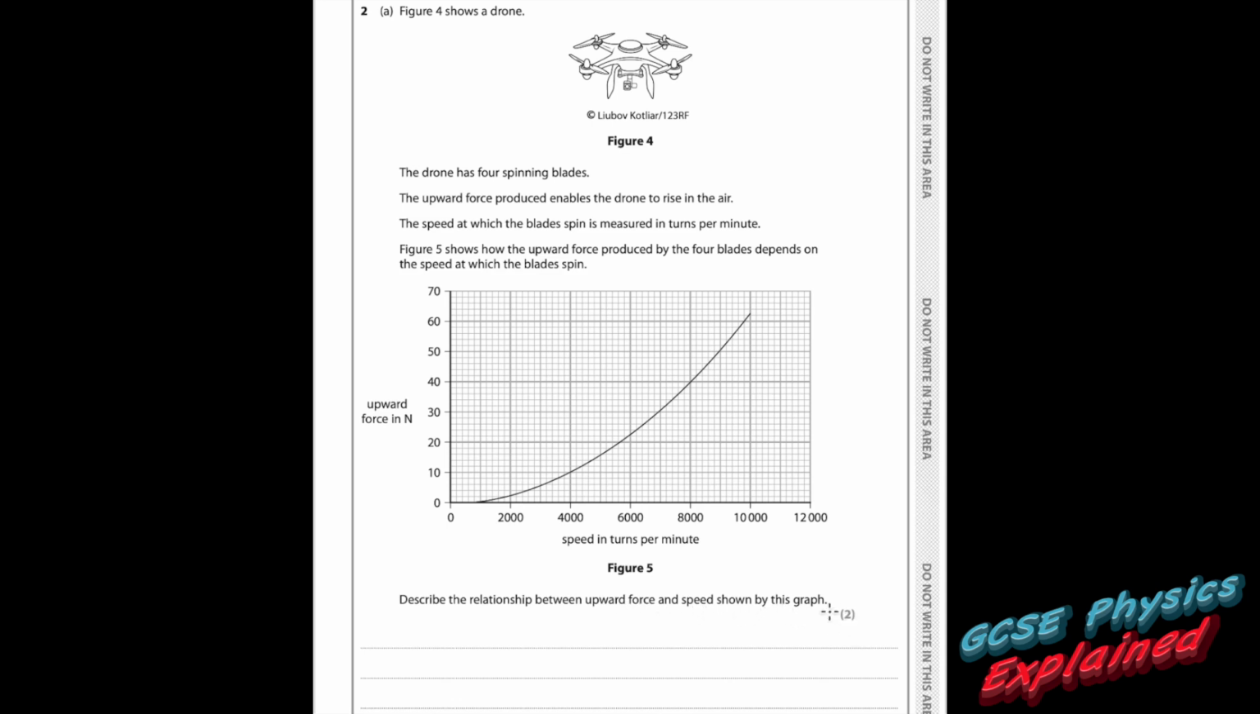Right, it's worth 2 marks. Well, the first thing you notice is that as the speed of the blades increase, the force is getting bigger. But it's not a straight line, so we see it's non-linear. And what you'll notice is I try to use their words. They've said upward force, so I've said upward force. And they've said speed, so I've said speed. If it was a straight line, we'd say linear. That's how I've trained my students.